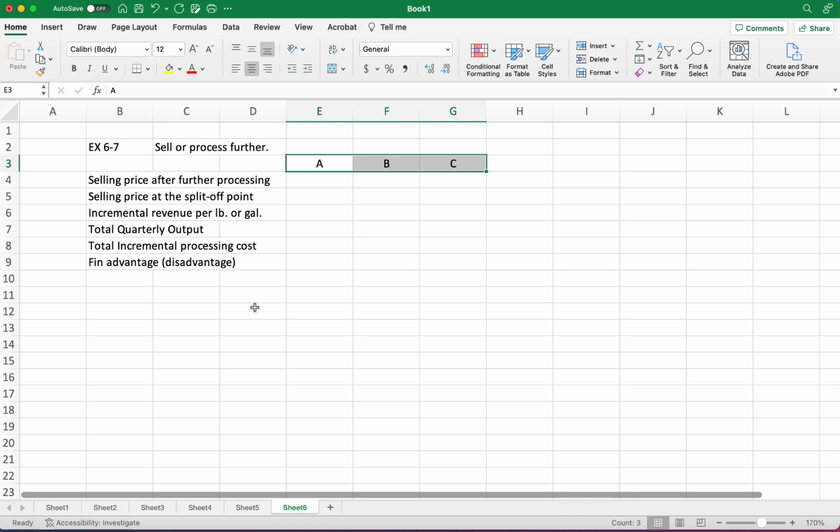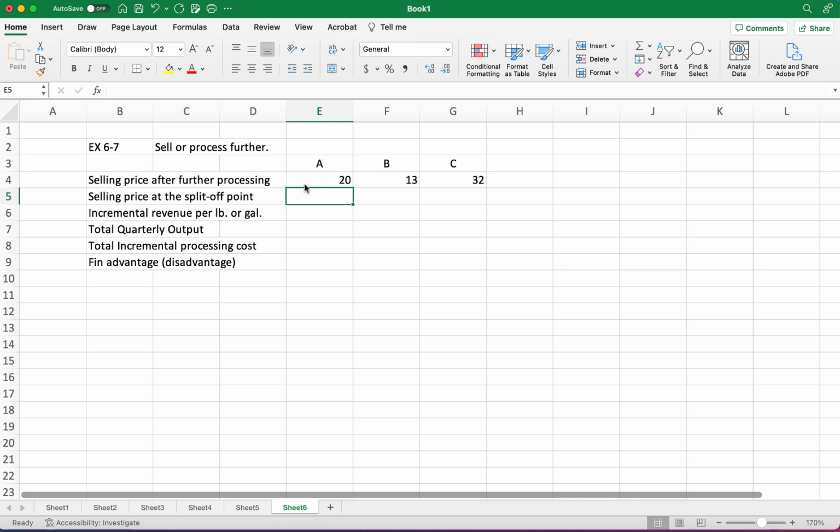Okay, so I'm on page 313 and I'm looking at the second chart, and they tell us that if we were to process further, right? We were going to take that material and we're going to process it further. What selling price would we get? Well, for product A, we would get $20 per pound. Product B, we would get $13 per pound. And product C, we would get $32 per gallon. Okay? So again, what we have here is one product or one resource that we have.